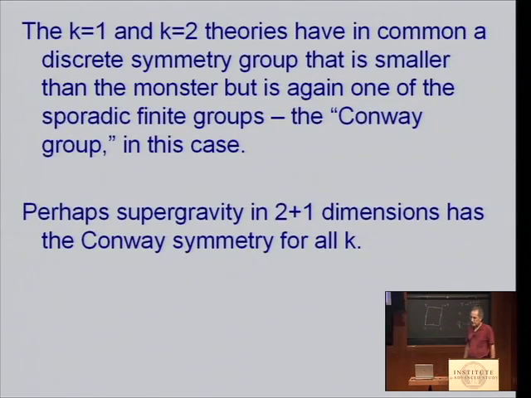The k equals 1 and k equals 2 theories have in common a discrete symmetry group that's smaller than the monster, but is again one of these sporadic finite groups, the Conway group. Well, I should have scrubbed the sentence. There are some speculations, but improved from this remark in my paper.